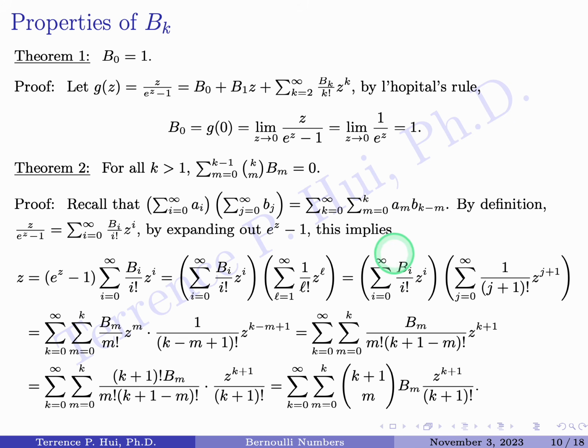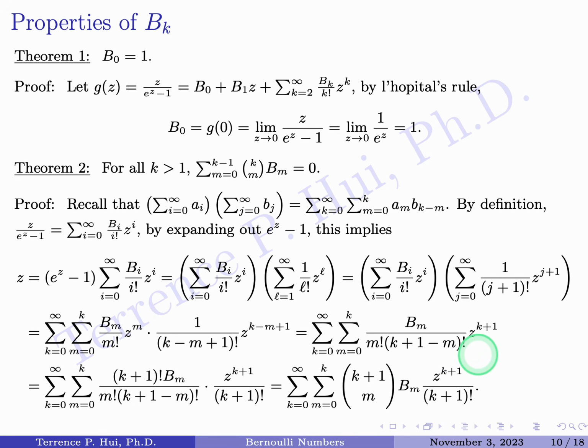Let's call this a sub i, b sub j. Plug it in. What is that? That's going to be a sub m, b sub m over m factorial, z to the m. What's b sub k minus m? 1 over k minus m plus 1 factorial, z to the k minus m plus 1. Multiply these together: b sub m, m factorial, and k minus m plus 1 at the bottom. Instead of writing k minus m plus 1, I'm going to write k plus 1 minus m factorial. And then here, z to the m times z to the k minus m plus 1. The minus m and the plus m cancel. All you have is z to the k plus 1.